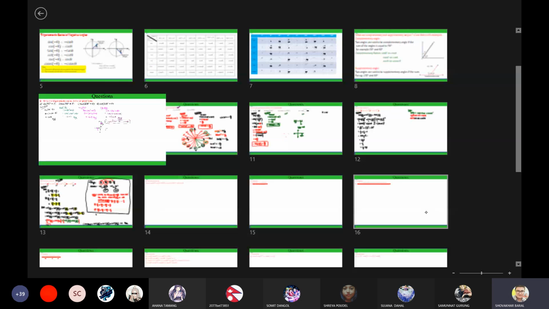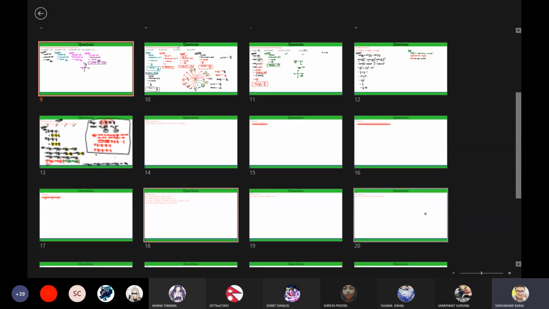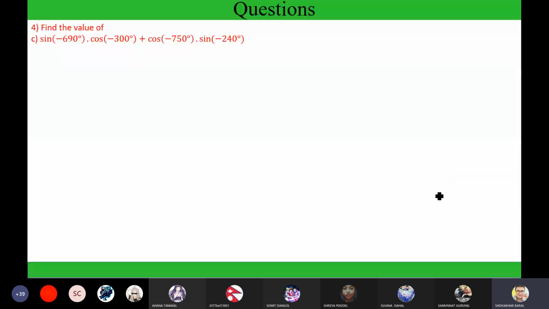Okay, we discussed these questions in the last class. So let me discuss the questions that we haven't discussed in the last class. Let me begin from the questions that we haven't discussed. So this is question number 4C. I think we have discussed up to question number 4B in the last class. So please note this question.